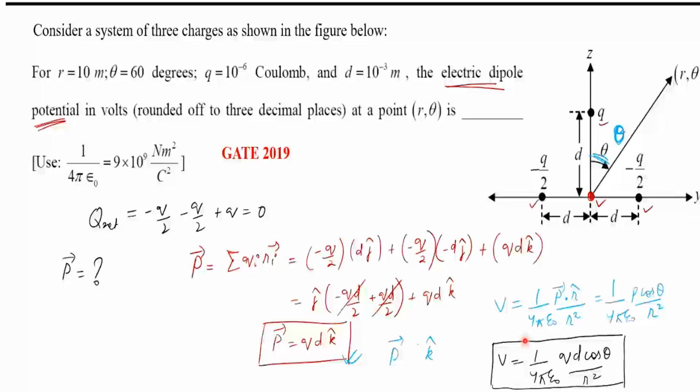Sir, we put the value of P in this, in the left one. Then how do we calculate K cap dot R cap? K cap dot R cap is nothing but cos theta, right? Any more doubt? Okay, so we move on to the next question.